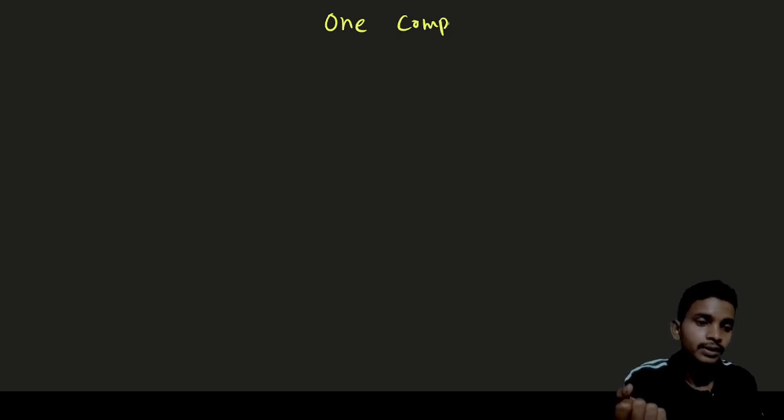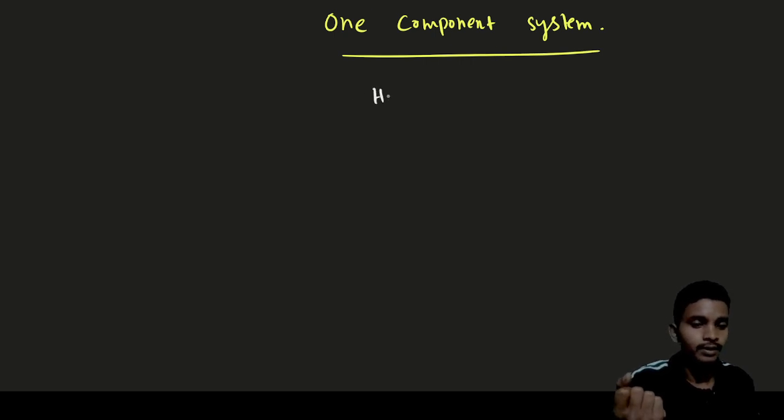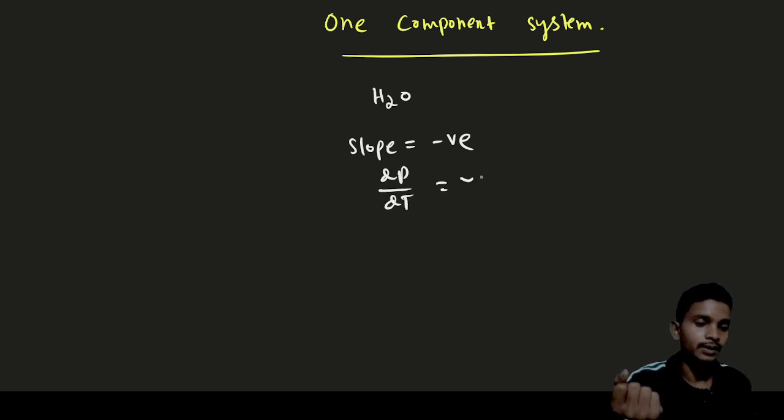So let's discuss one component systems and two component systems one by one. Let's discuss water first. This is a one component system. The first example is water. Here we discussed that the slope is negative, that is dp by dt is a negative value.